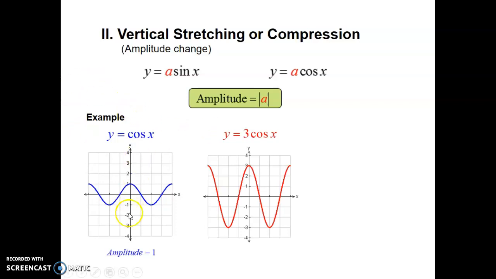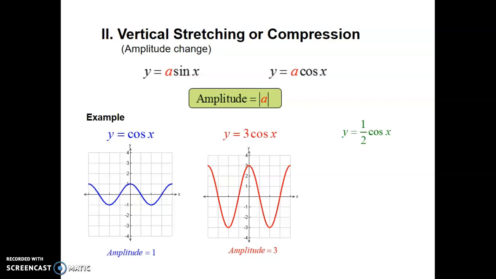So for the cosine graph, the amplitude is 1, but if you make that 3 cosine of x, you're going to vertically stretch the graph by 3. So you'll notice at 0, it now becomes (0, 3). At this point, it now goes down all the way to -3. So the midpoint of this then, the distance from the midpoint to the highest point, is going to be 3. So that's going to be my amplitude for the new graph.